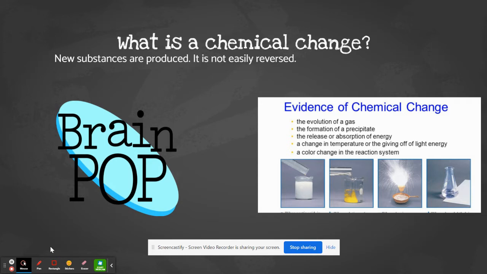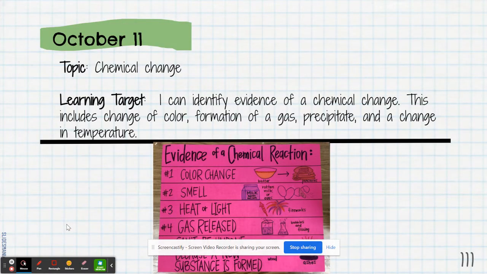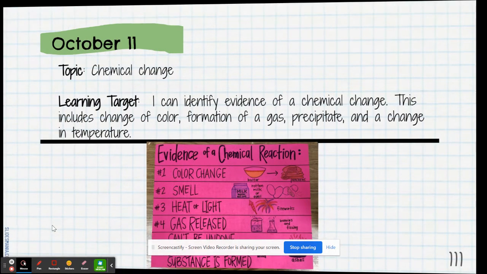Kids that were in class yesterday watched a BrainPOP looking at chemical and physical changes. The learning target for today is looking for evidence. Remember, as 8th graders, we have to make sure we look for evidence, and not just say if something is a physical or a chemical change. That includes things like a change of color, the formation of a gas, the creation of a precipitate, or perhaps even a change in temperature.